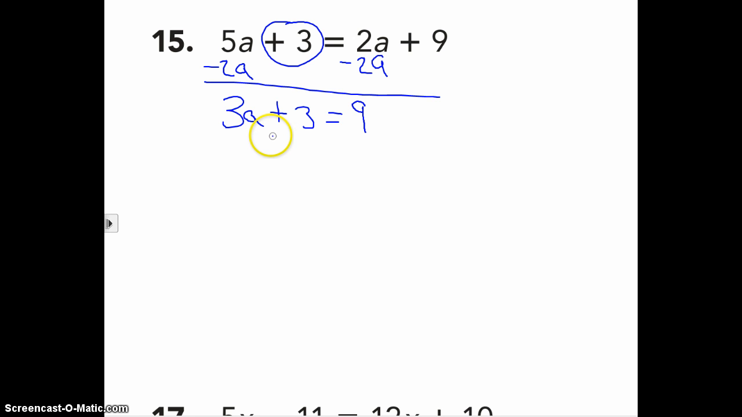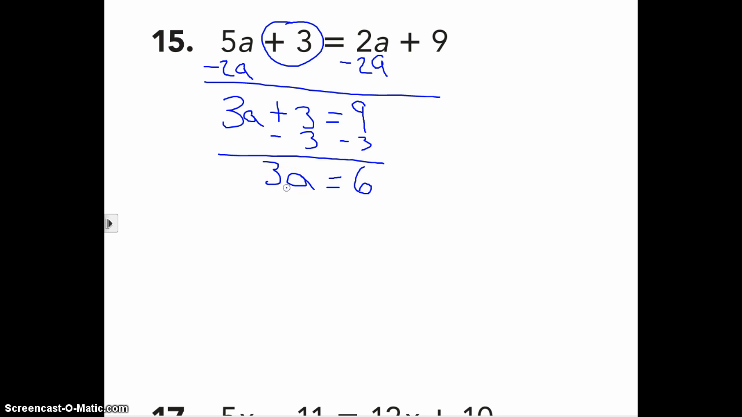So I'm going to use my inverse operations. The opposite of plus 3 is minus 3, so I'm going to subtract 3 from both sides. Bring down my 3a. Remember the plus 3 and minus 3 makes 0, which is why those are gone now. And 9 minus 3 gives me 6.